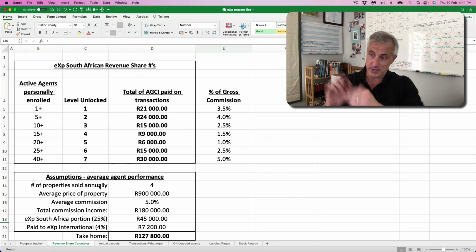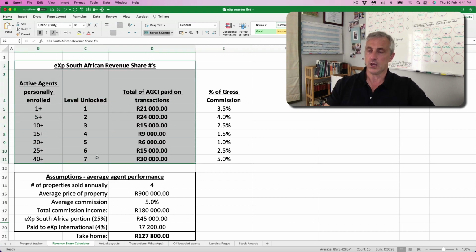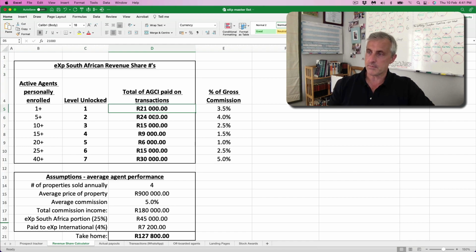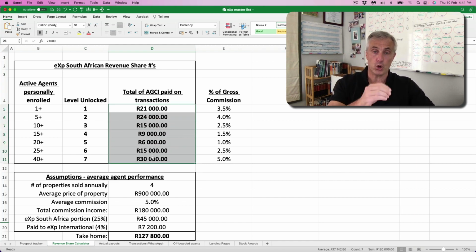Right, what you see on the screen, this Excel spreadsheet, is a revenue share calculator. You'll see how it works in a minute. This block at the top here is simply the revenue share system. This is eXp's revenue share system. And as you will remember, these numbers in this column here are the maximum you can earn per agent on each of your 7 tiers. That's if they're a capping agent.